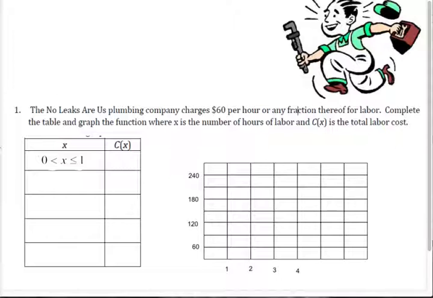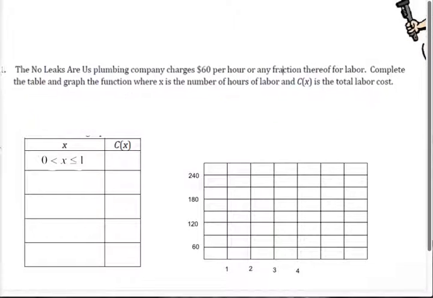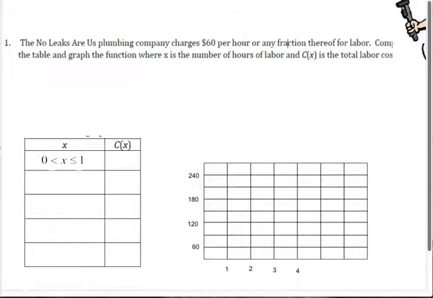Another real world one here as far as step functions go. No Leaks RS Plumbing Company charges $60 per hour or any fraction thereof for labor.